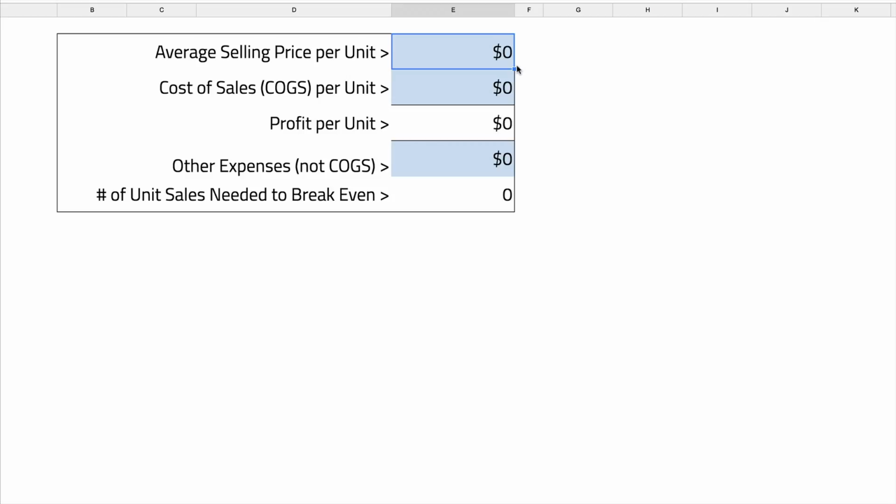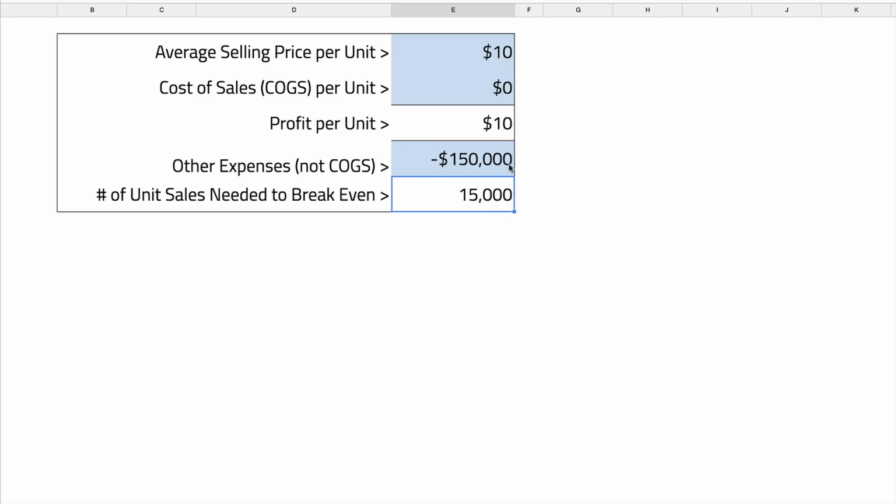So first you got to figure out how much you're selling each unit for. These could be widgets, they could be apps, they could be whatever it is that you're selling, subscriptions. So let's say your average selling price per unit is $10. So if you have no cost of sales, and we'll get to that in a second, then your profit per unit is $10, which is just how much you're selling it for. Your other expenses would be salaries, rent, your office, your computers, your internet subscription. So we'll calculate that at $150,000. And so at $10 per unit, we'd need to sell 15,000 units in order to break even.